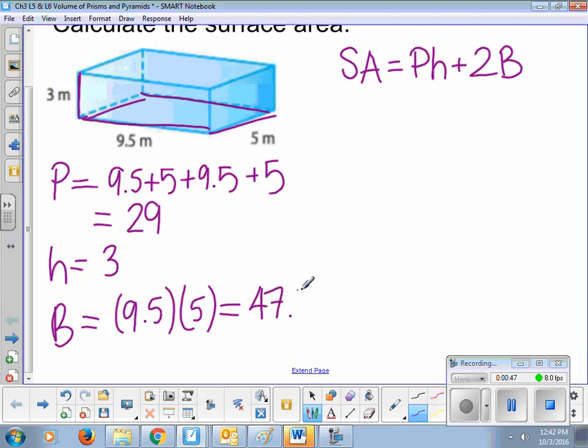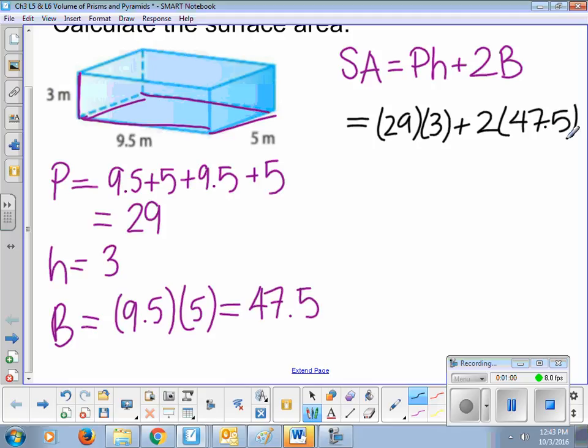9.5 times 5, which gives us 47.5. We can go ahead and plug those values into our formula. 29 times 3 plus 2 times 47.5. When you multiply 29 times 3, you get 87. And when you multiply 47.5 times 2, you get 95.